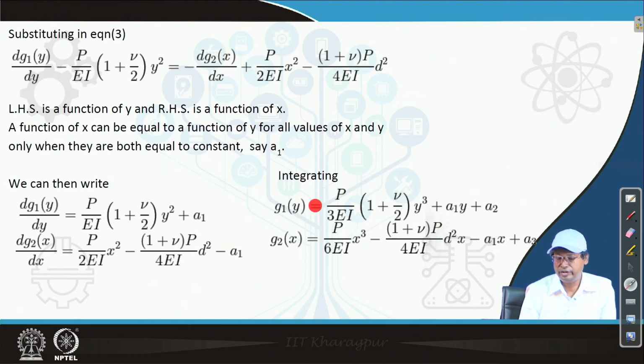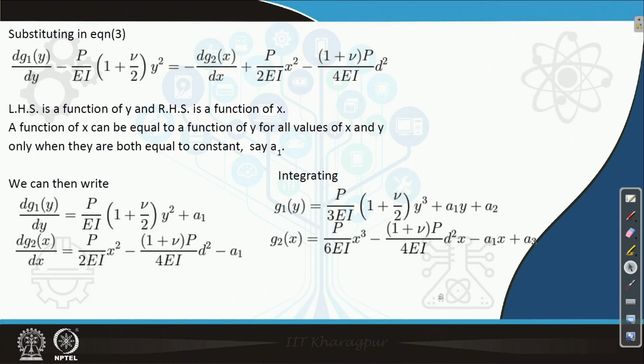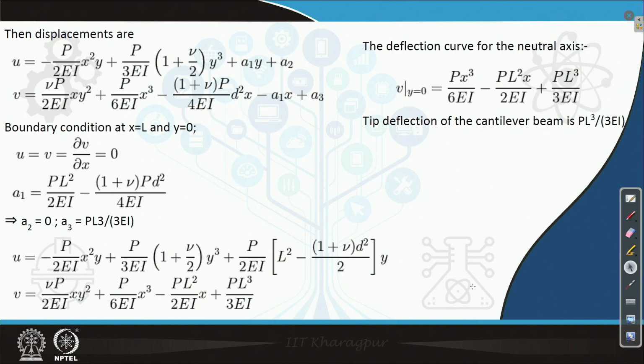Once we rearrange and integrate we get G1 and G2. We have two more constants because of integration, that is A2 and A3. So, all total we have 3 unknowns again, fine. We need to find out those 3 unknowns. How can we find them? We are in the process of finding displacement, and all functions are in terms of u and v. So, we need to put boundary conditions in terms of u and v.